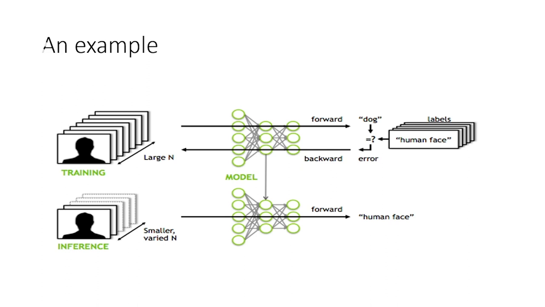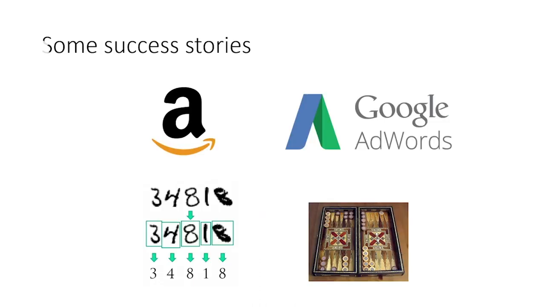So this is the training phase. Hopefully I have a lot of data trained with labels. And then during inference or testing time, I get some more samples, usually much smaller. And then I need to decide, well, what is it? In this case, this is a human face, so this is the right label.